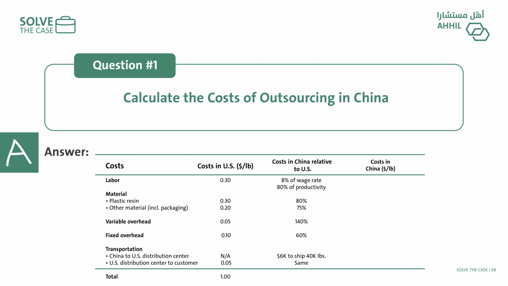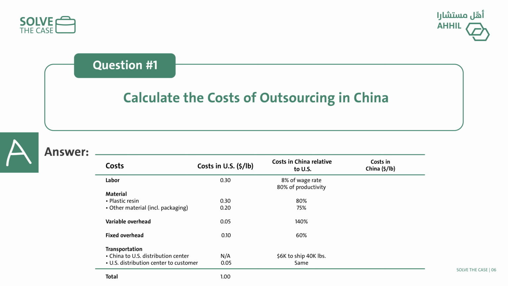And finally, we can see that the transportation from China to the US distribution centers is 6,000 to ship 40,000 pounds. So how do we convert it? Since we are doing these calculations in dollars, how much would each pound cost us? We will just divide 6,000 by 40,000 to get the cost per pound. And we can also see that in the US, the cost of distributing these items from the centers to the customers is not going to change if we outsource.